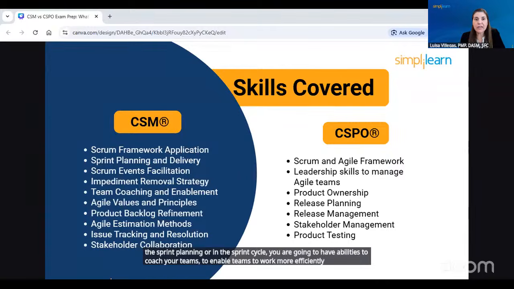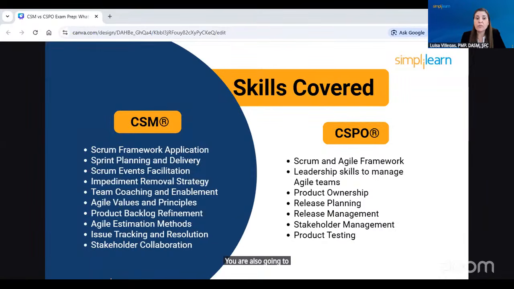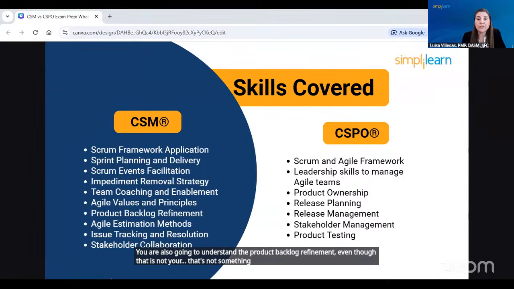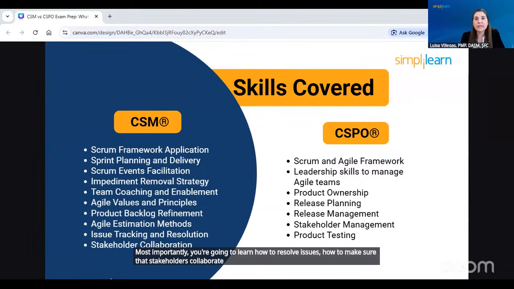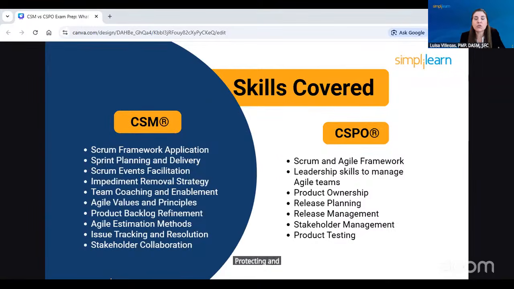You are going to understand Agile values, Agile principles. You are also going to understand the product backlog refinement, even though that's not something that you own, that is a CSPO role. But you do have to understand how to work with the CSPO, with the product owner as a Scrum Master. Most importantly, you're going to learn how to resolve issues, how to make sure that stakeholders collaborate, how to make sure that teams are efficient, that they are protected from outside pressure so that they can do the work. So you are going to be a master in protecting and enabling the Scrum process.